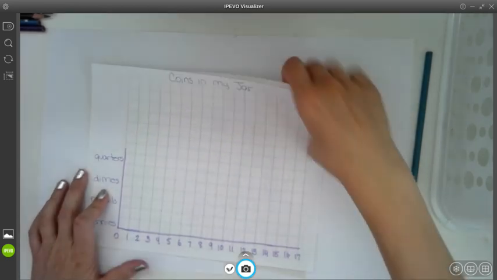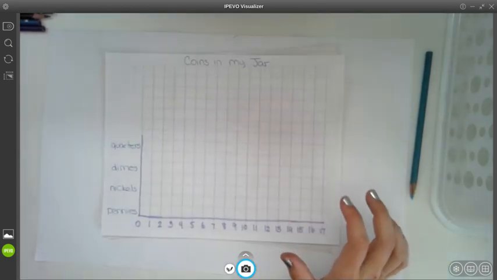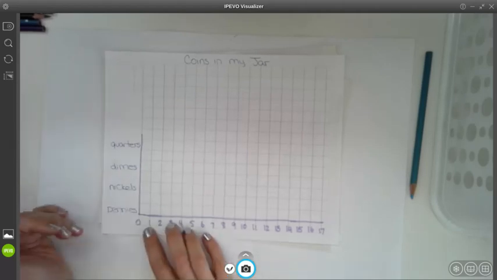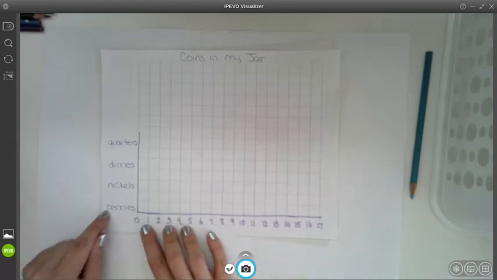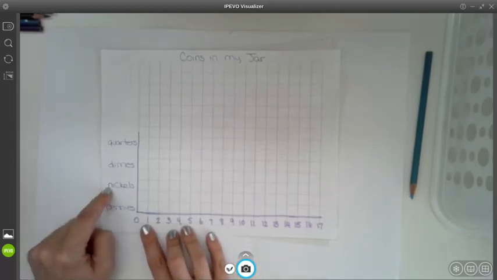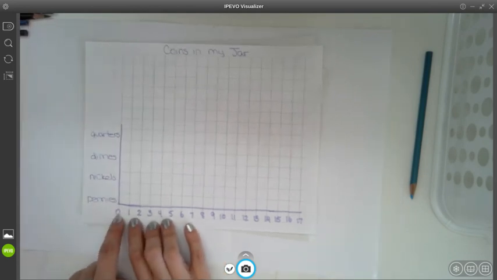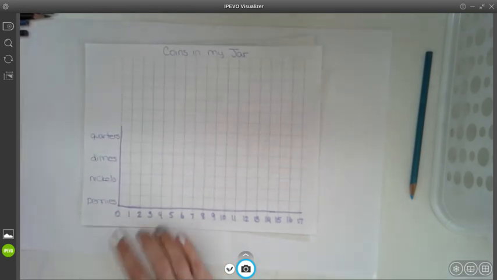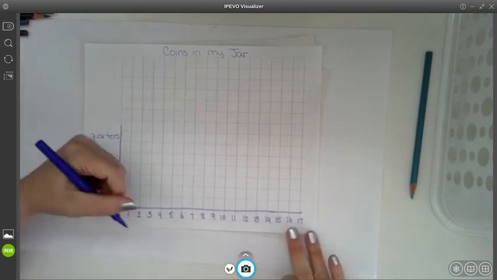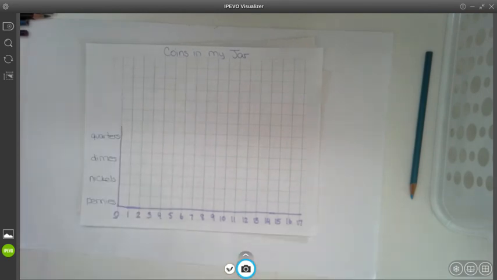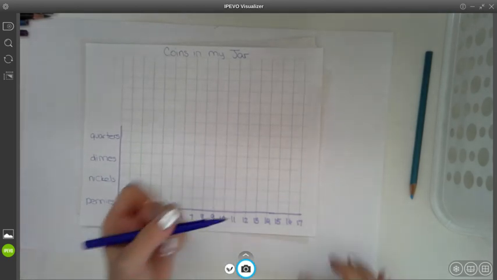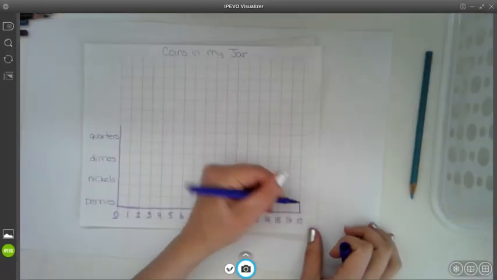All right, so what I figured I would do today is we're going to do coins in my jar. So you can see I've kind of already got us started here. I'm going to find my pennies, my nickels, my dimes, my quarters, and then I've labeled my bar graph. Notice always, what number do you always start at? 0, okay? And so you can see that the most that I'm going to find today is 17.